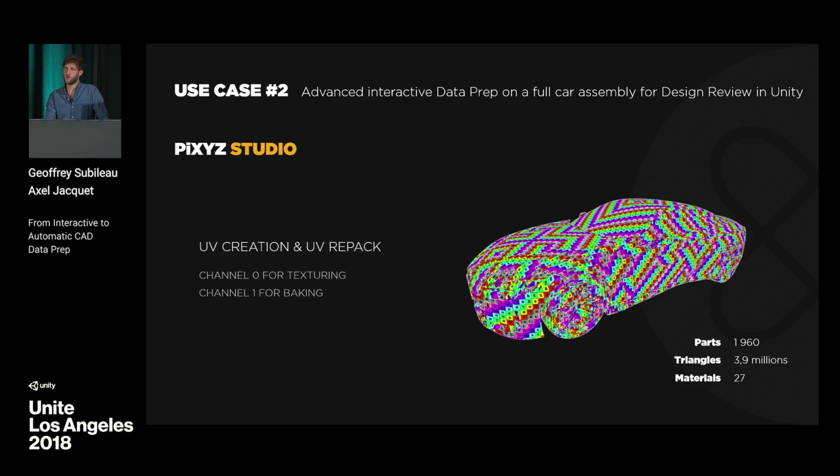Then we move on to UVs, texture coordinates. And you have several algorithms available to create UVs in Studio. And also a very powerful repack algorithm that can be very necessary for baking light maps in Unity if it's necessary. In this case, it's not necessary.